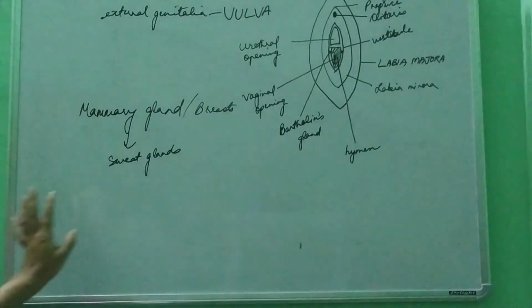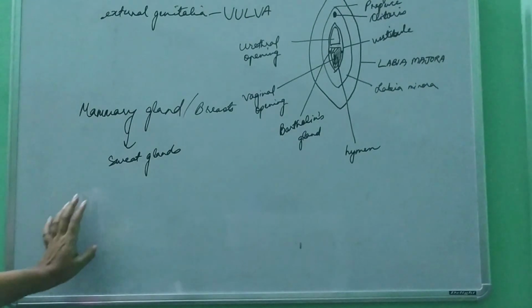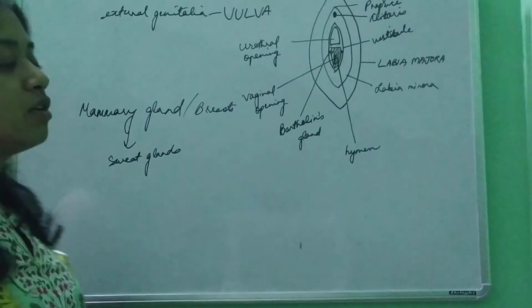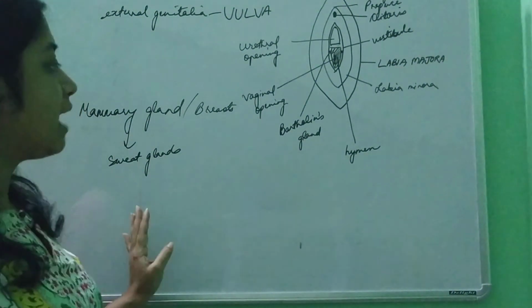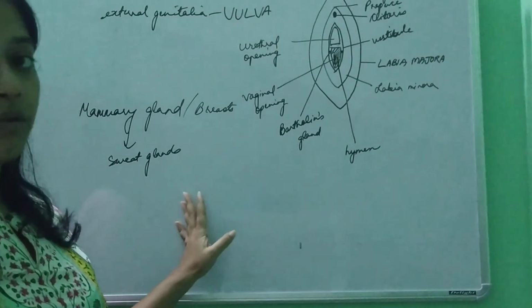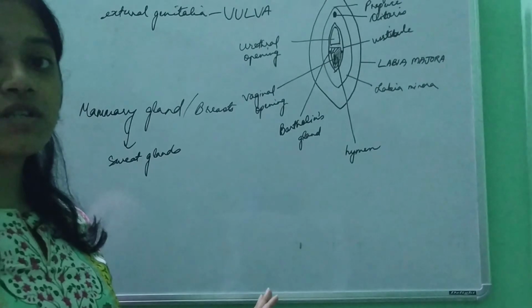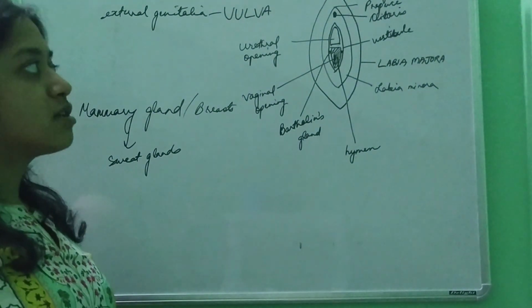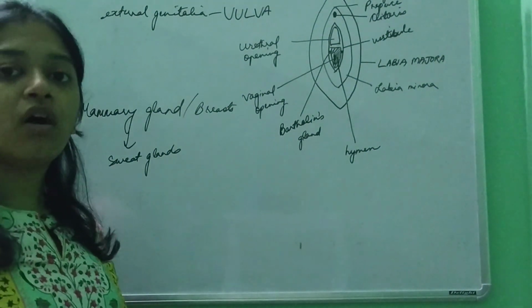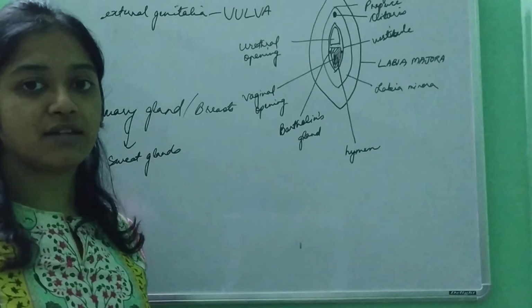And what is the function of the mammary gland? It will produce milk for nutrition of the newborn baby. Okay, so this part is the female reproductive system. Next we have the hormonal control of both male and female reproductive system. Okay.